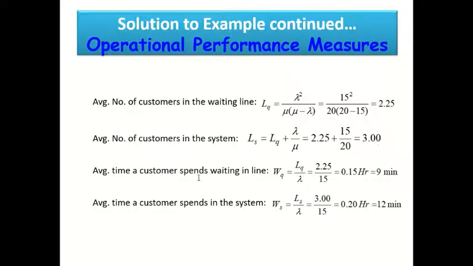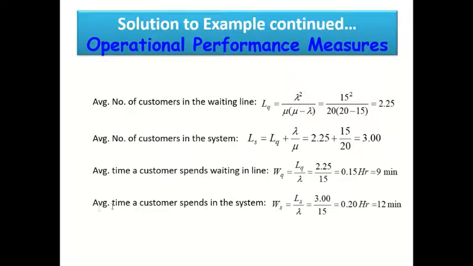Now the average time a customer spends waiting in the line is given by WQ equal to LQ by lambda. When we put the values of LQ and lambda, we get 0.15 hour, meaning roughly 9 minutes on average every customer is spending waiting in line in this particular example of a bank teller facility.